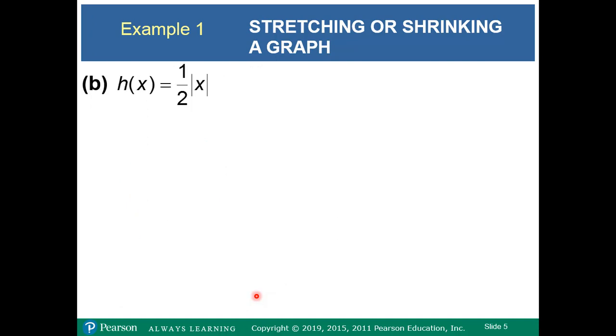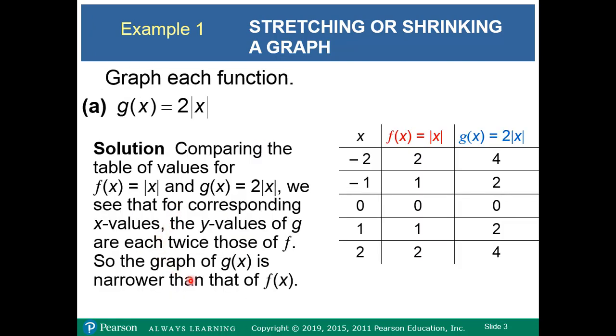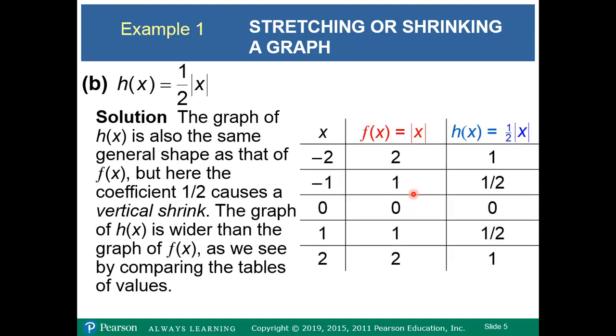What about if we take h of x equal to 1/2 of that value? Well, as you might think, it's going to cause the graph to go down by 1/2. So we're going to see the same general shape as f of x, but in this case it's going to be 1/2 of f of x, which causes a shrink. In the last one, it was a vertical stretch. So h of x is 1/2 of our basic function, f of x.